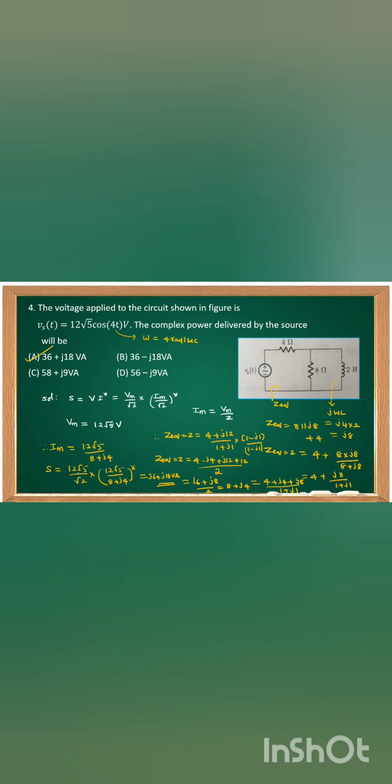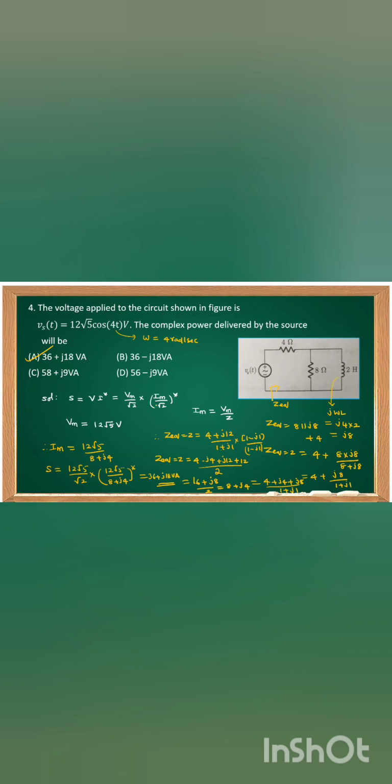That is how to do this calculation. All these are mathematical calculations. I got Z equivalent equal to 8 plus j4. Is it correct? So that is 4 plus j12 by 1 plus j1, this is the Z equivalent. This is 4 minus j4 plus j12 plus 12, 16 plus j, correct. Then 8 plus j4 is correct.